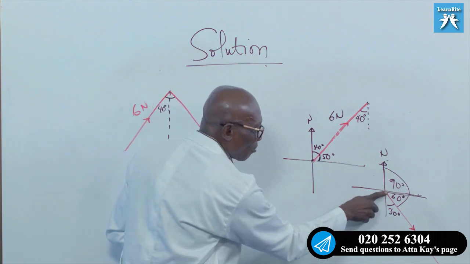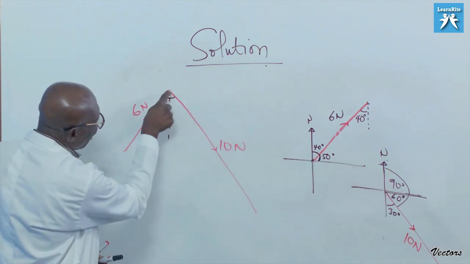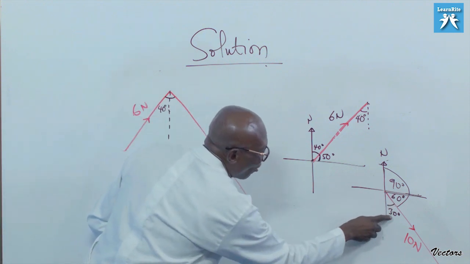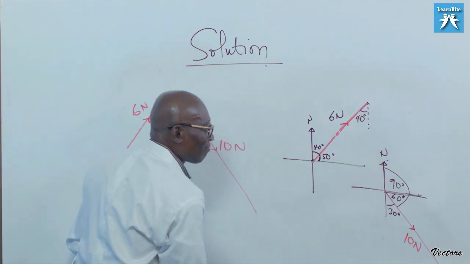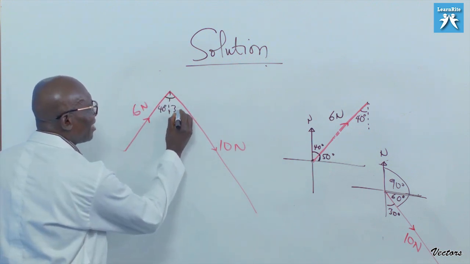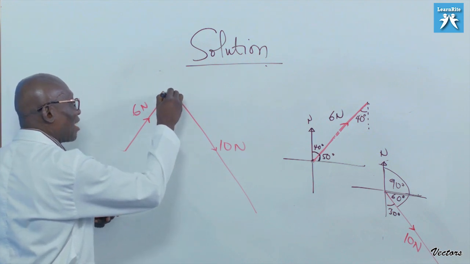Okay, look at it. It starts from here. It is also starting from here. Where the vector starts, it makes an angle of 30 with the vertical. Where this vector is also starting, should also make an angle of 30 with the vertical. This is the vertical line we have drawn.